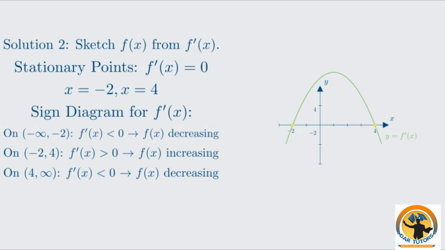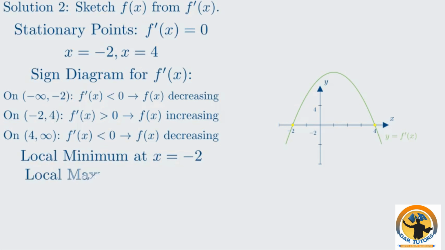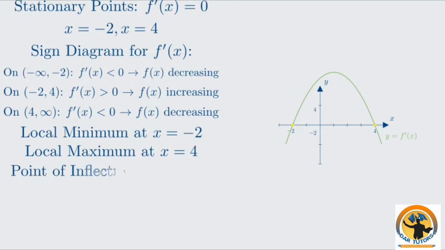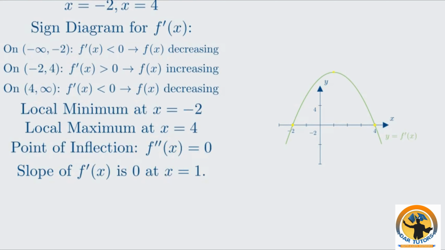For x less than negative 2, f prime of x is negative, so f of x is decreasing. Between negative 2 and 4, f prime of x is positive, so f of x is increasing. For x greater than 4, f prime of x is negative, so f of x is decreasing. This means f of x has a local minimum at x equals negative 2 and a local maximum at x equals 4.